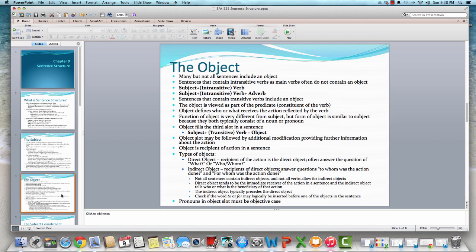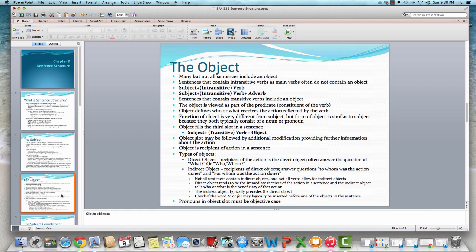Many, but not all, sentences include an object. Sentences that contain intransitive verbs as main verbs often do not contain an object. So, going back to the form, the transitive versus intransitive verbs, we have the structure of subject plus intransitive verb, and we also have the structure of subject plus intransitive verb plus adverb. But if there's an adverb there, that's not an object. An object is going to be what's reflecting the action that's being done. So the only sentences that contain objects are the sentences that contain transitive verbs.